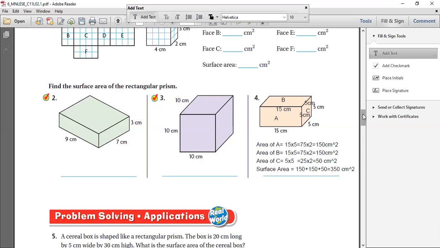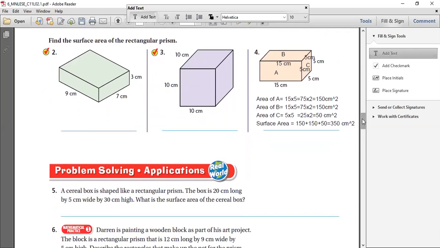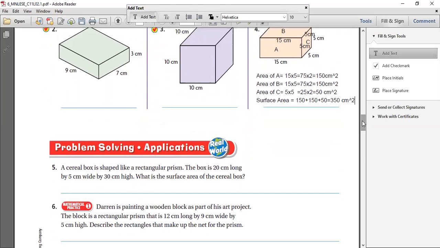Okay, so let's move on to question number 5. Question number 5 is of course a problem solving question. A cereal box is shaped like a rectangular prism. Now, we all have seen cereal boxes, right? Cornflakes boxes, Cocoa Pops boxes. There are so many, but I know only these two: cornflakes and Cocoa Pops.